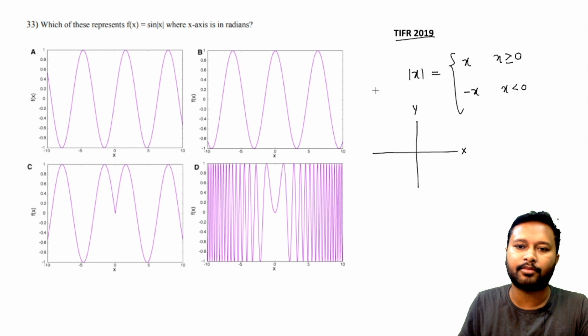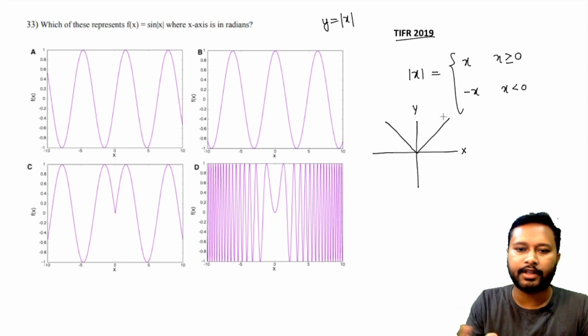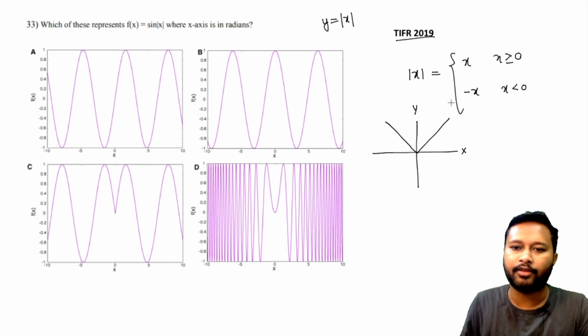Wherever this mod x comes, the graph for y equals mod x looks something like this. If y equals x goes like this, then y equals mod x is the total graph that goes something like this. So the graph mimics itself on both sides. Similarly, same concept I am going to apply over here.